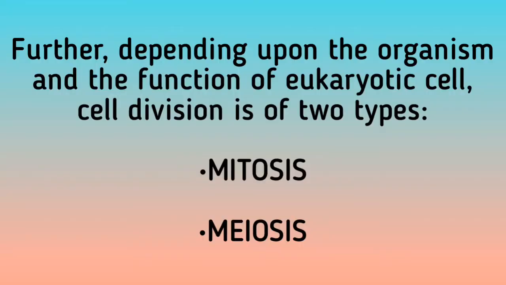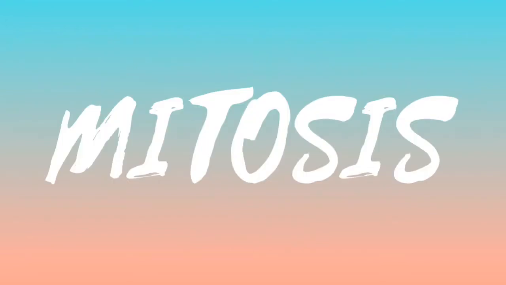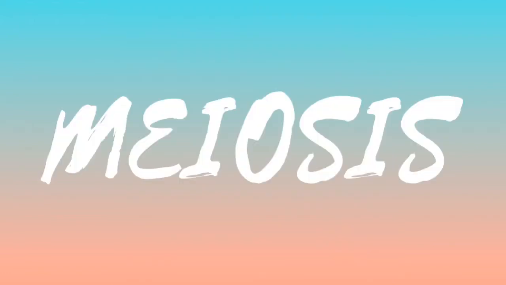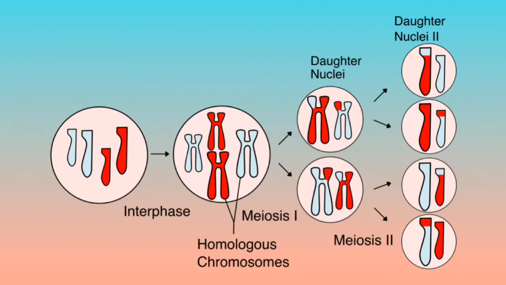Further, depending upon the organism and the function of the eukaryotic cell, cell division is of two types. Mitosis. Mitosis is the simpler and more common type of cell division wherein one cell divides into two identical daughter cells. Meiosis, on the other hand, occurs only in sexually reproducing organisms. Here, one cell undergoes two successive divisions to produce four genetically different daughter cells.